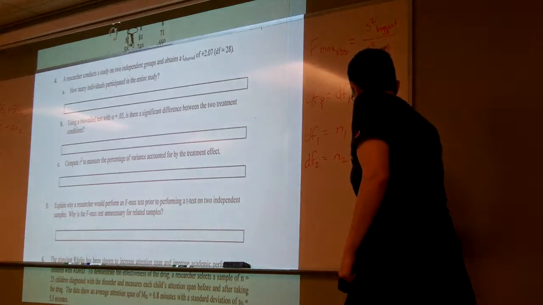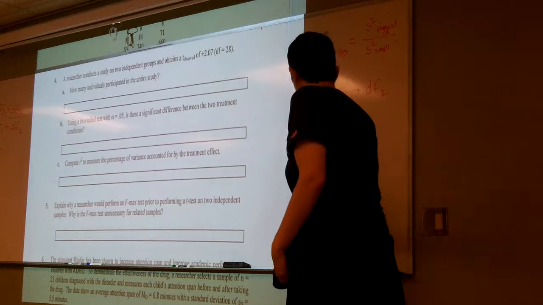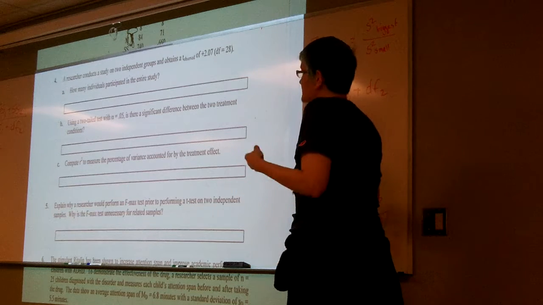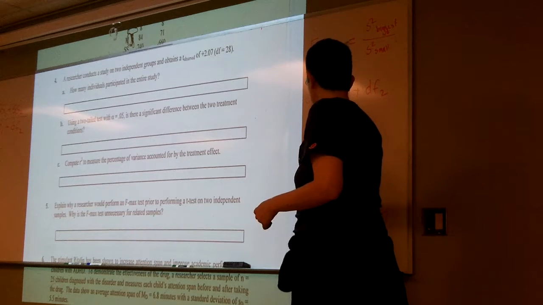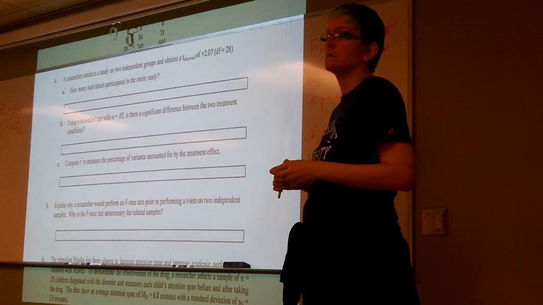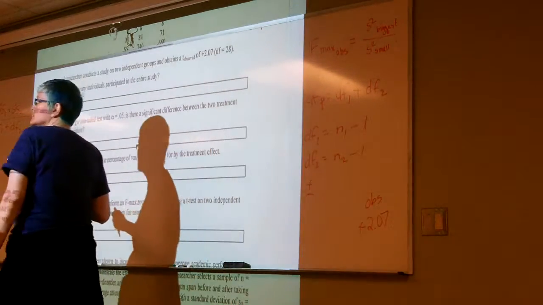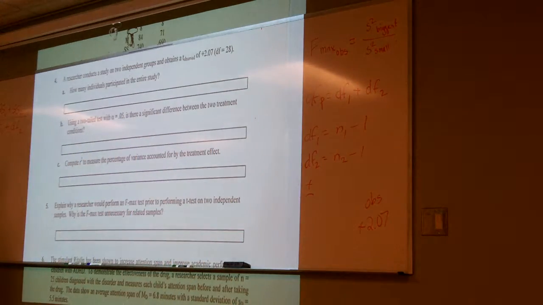We said this is 2.07. That's our observed value. I'm doing a two-tailed test. I'm going to end up with a critical value that's plus or minus something. What's my critical value? 2.048, I hear. I'm going for 2.05. Yes?